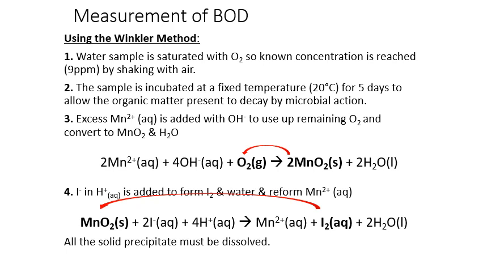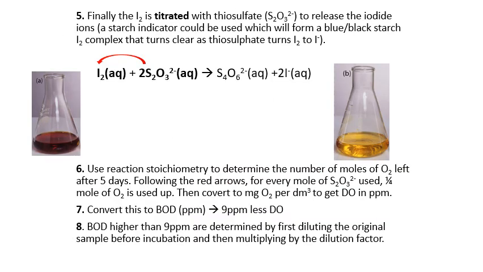And then iodide in acidic solution. Okay, so protons are added to form iodine and water and to reform the manganese 2+, and all the solid precipitate must be dissolved in order for that to occur. Okay, so finally we use the titration we've looked at previously. The iodine is titrated with thiosulfate to release iodide ions again. This is where the starch indicator turns up, because obviously when you have iodine and starch, it'll be a blue-black complex. Then this is converted into iodide that will go colorless.